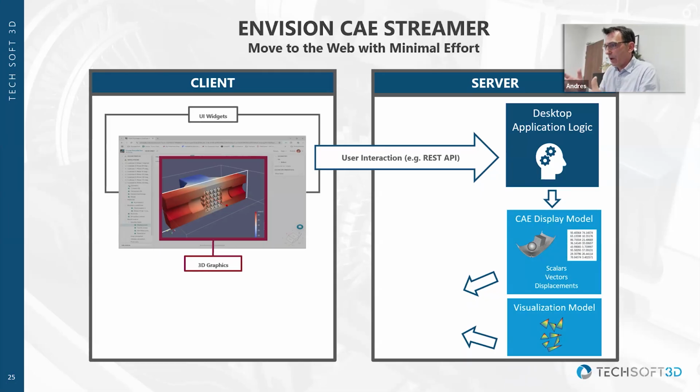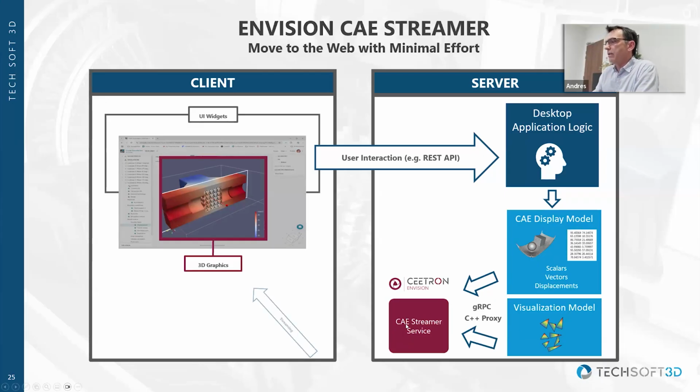You're going to compute the convex hull, the visible convex hull, the faces that are going to be visible. You're going to use the scalars to do the texturing. So there's an intermediate here where you're getting the raw CAE data that is necessary to generate the visualization model. This is where CEETRON and VisStreamer come into play. Through gRPC or a C++ proxy, you can send either of these pieces of information to it, and the streamer will then stream that data over to the Envision renderer.